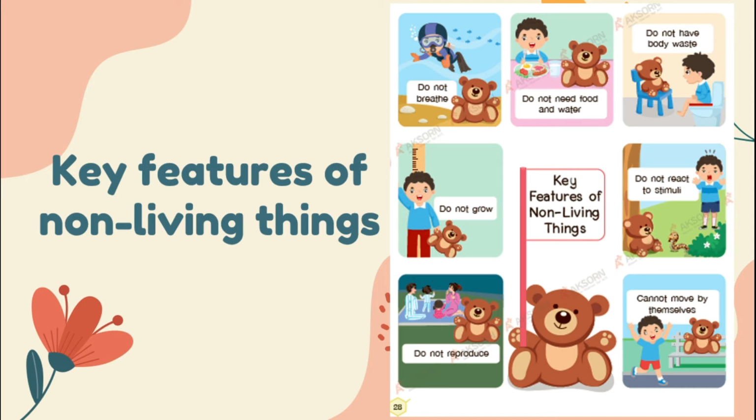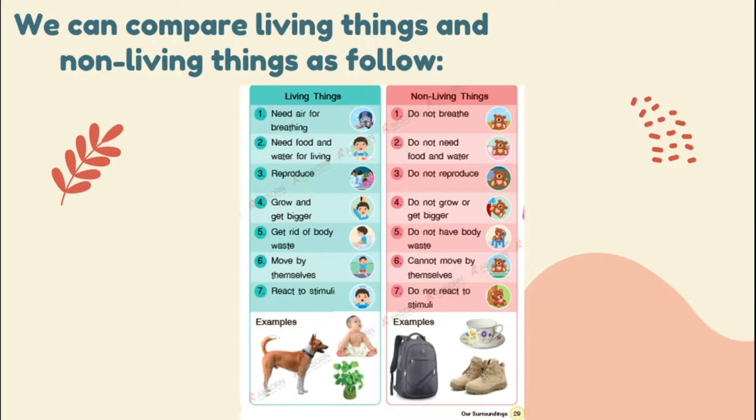You can see this on page 28 of your Targeting Science P.2 books. And if we compare living things and non-living things, you will see it on page 29 of your book, where they are opposite. When living things can breathe, non-living things cannot breathe. When living things need food and water for living, non-living things do not need both of them.